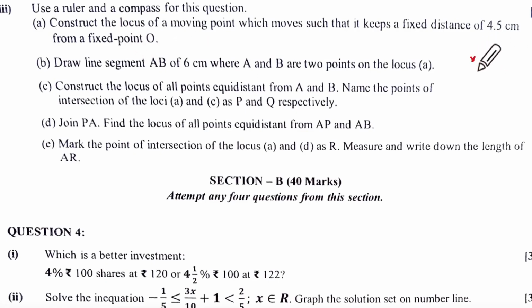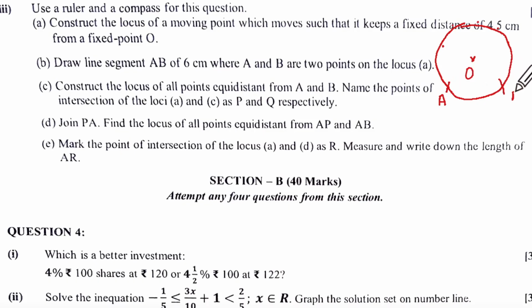So you are going to show your thinking step by step. O, and 4.5 fixed distance means what am I getting? I'm getting the circumference of the circle with how much radius? 4.5. Now read the B part. Draw a line segment AB of 6 cm where A and B are 2 points on the locus A. Now locus A is this, and we have points A and B such that AB is 6. So what you will do, mark one point A and take radius equal to how much? 6 centimeters and cut an arc.